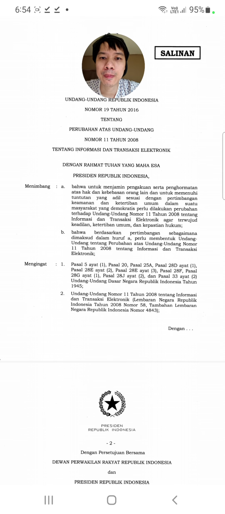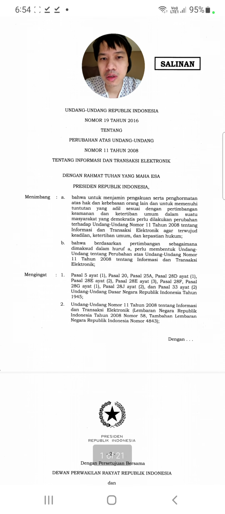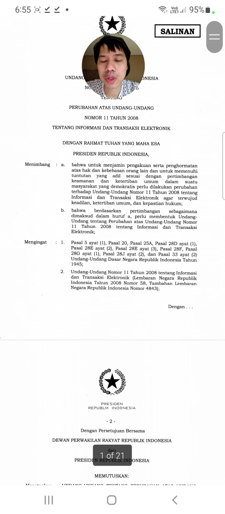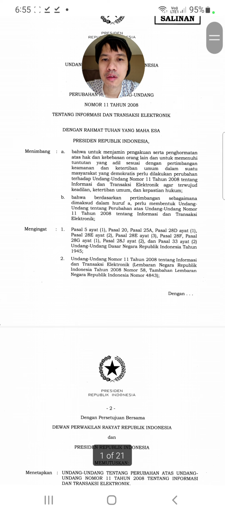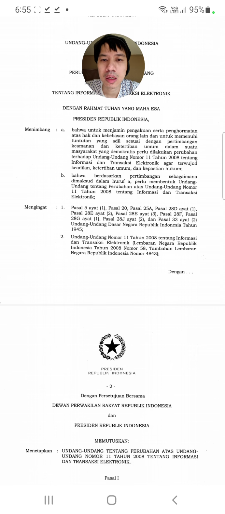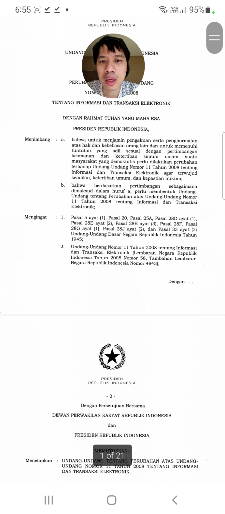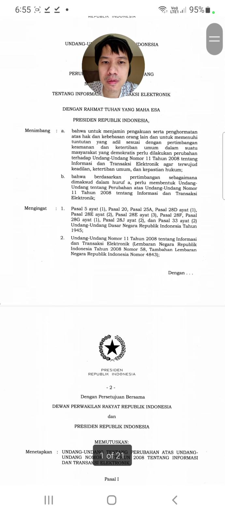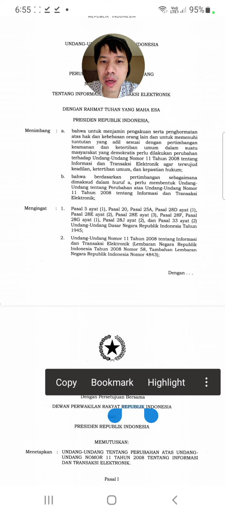Okay, let's start. The Republic of Indonesia's Constitution, number 19 of 2016. It's an update for the previous constitution about information and electronic transaction. And by the grace of God, the President of the Republic of Indonesia, and considering it's about justice and acknowledgement of freedom and other people's freedom, and for public order and safety in a democratic society.